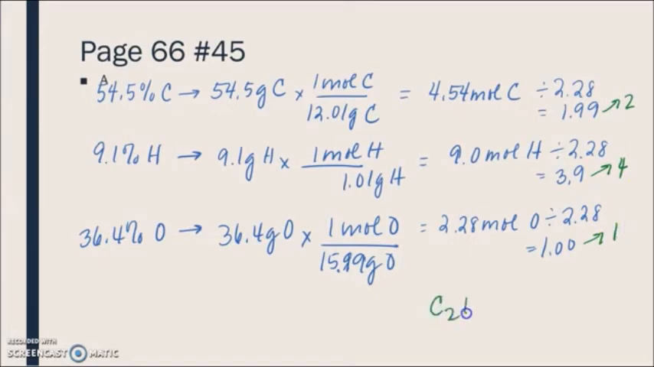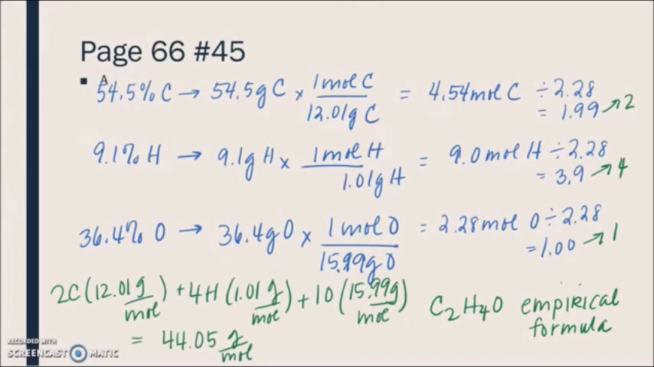So C2H4O. And remember, this is called your empirical formula. You're not done yet, though. So after you find the empirical formula, you have to find the molar mass of this thing. And so you use all of that to find the molar mass, which I find to be 44.05, and you compare that to the number that they gave you. They say that the molar mass, the molecular mass, is 88.0 grams per mole. And so you take that and you divide that by the number that you just got.